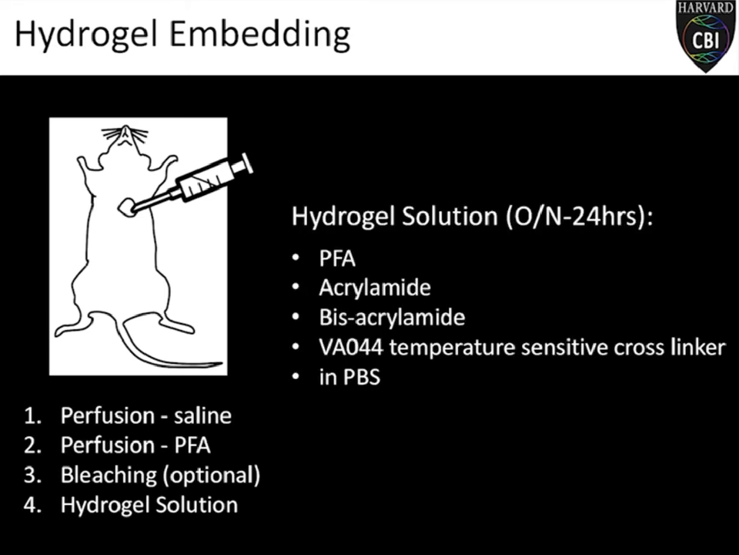So what's the hydrogel solution made up of? Again, I said we're going to sit this in the fridge overnight, or for about 24 hours. And it's made up of paraformaldehyde, acrylamide. Some people put bisacrylamide in there, and this chemical called VA044, which is a temperature-sensitive crosslinker. This is exactly the same as, or serves the same purpose as, TEMED in an SDS-PAGE gel. It cross-links the acrylamide, but it will only catalyze that reaction when the temperature of the sample has been raised. So in this way, you can control when the actual polymerization of the gel occurs.